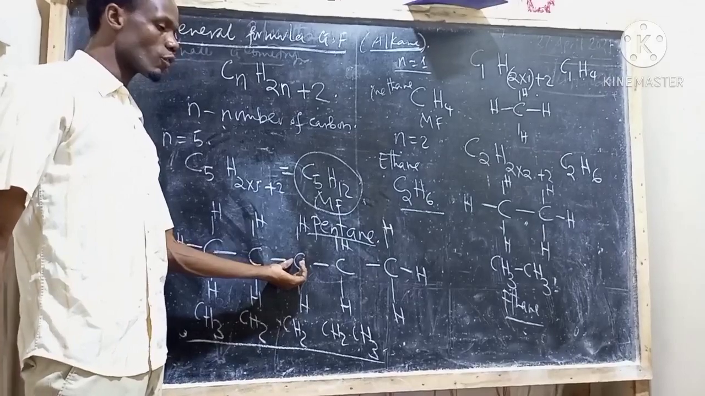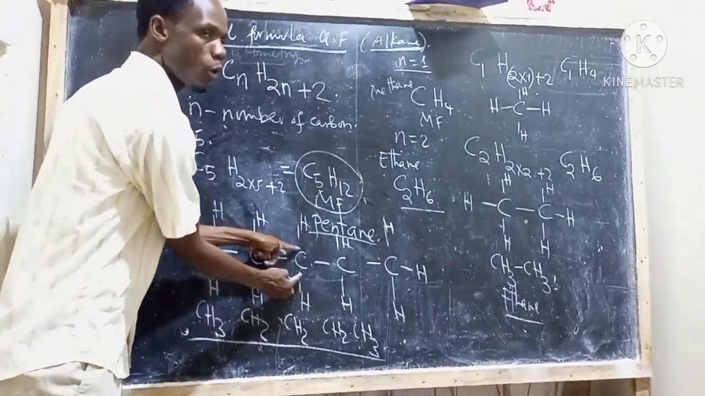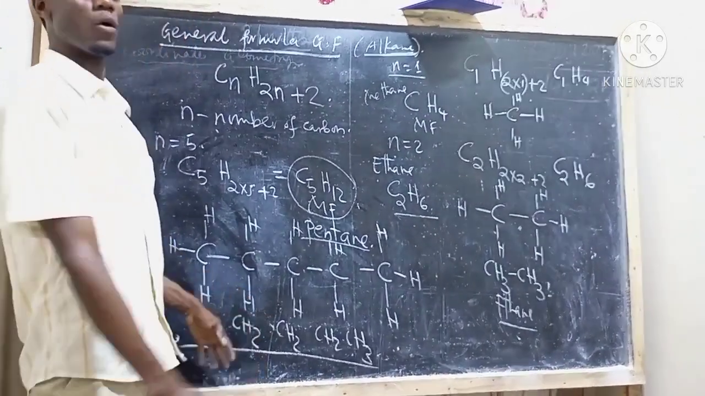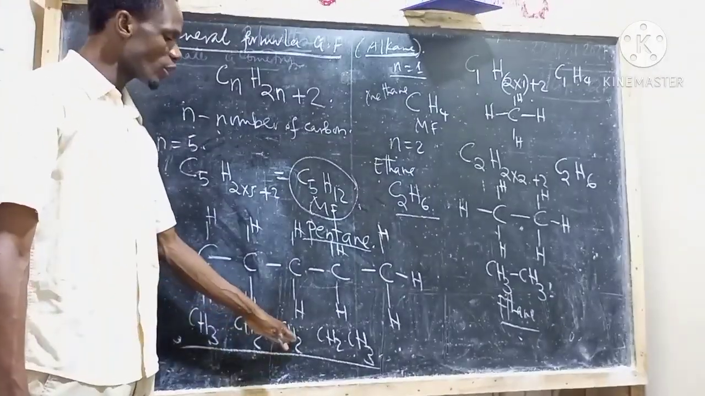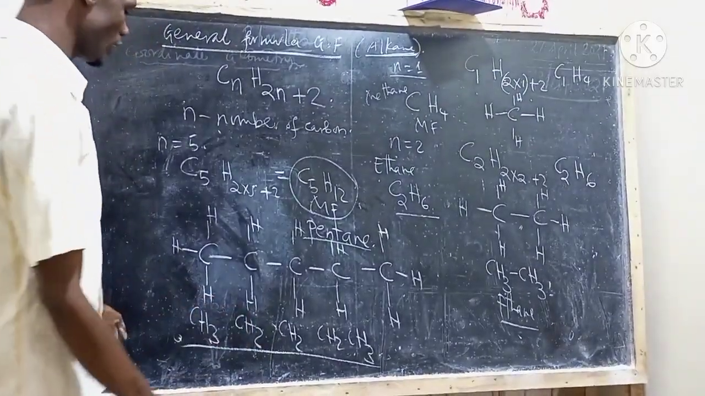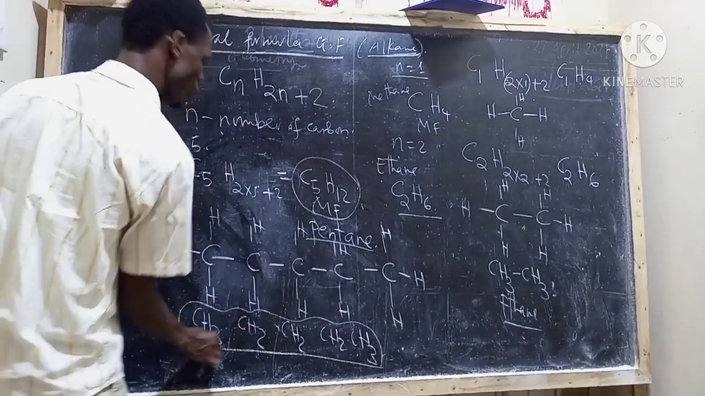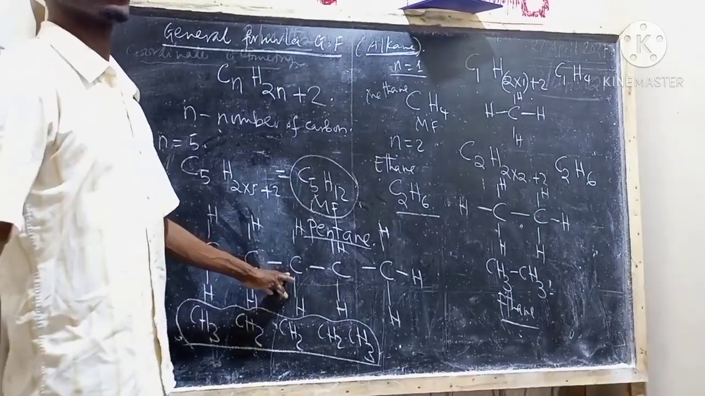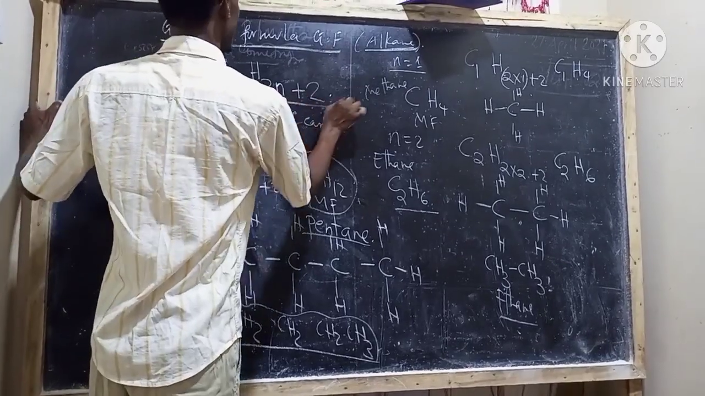Why is it an open structural formula? Because it shows all the arrangement of the atoms together with the bonds. But this one shows only the arrangement of the atoms, not the bonds. The bonds are not there. So if the bonds are not shown, we call it a closed structural formula. And this is pentane with an open structural formula.